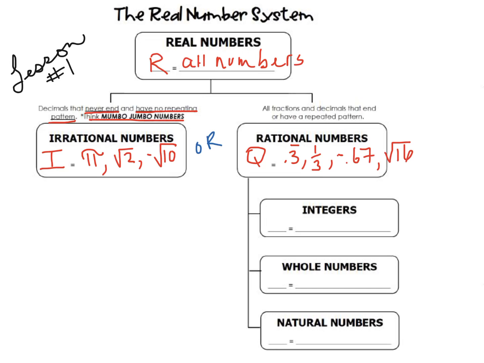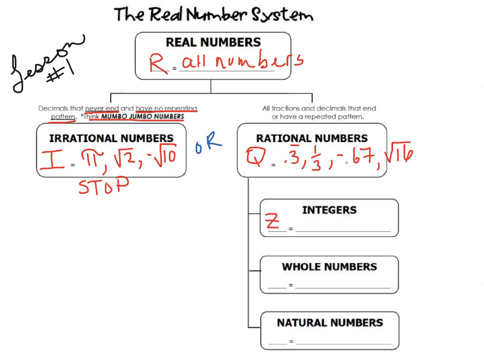Now let's look more closely at our rational numbers. If you have a number and you decide that it's irrational, that is the stopping point right there. You can't classify it any further, okay? It's just done right there. But if you end up having a rational number, then you can continue to classify it further. So if you're a rational number, you're going to check and see, are you an integer?